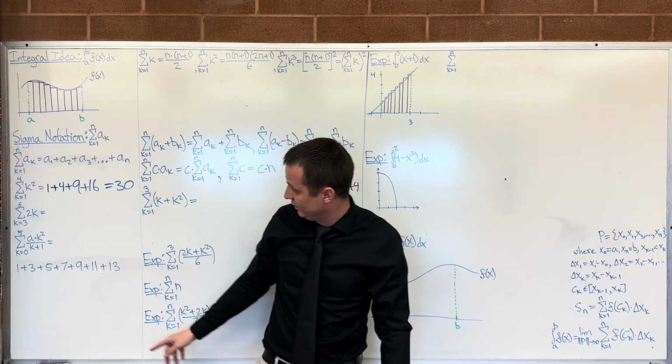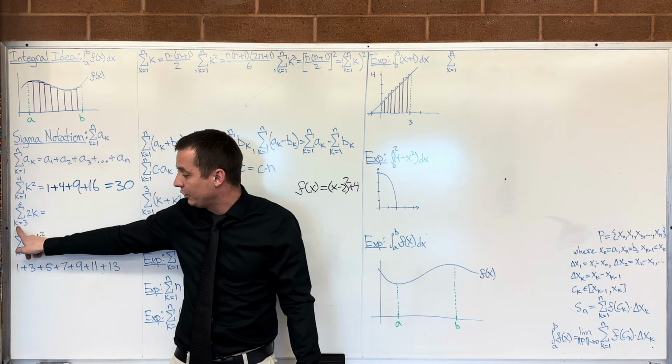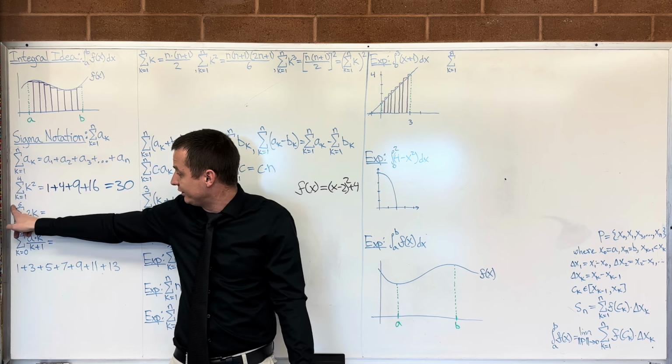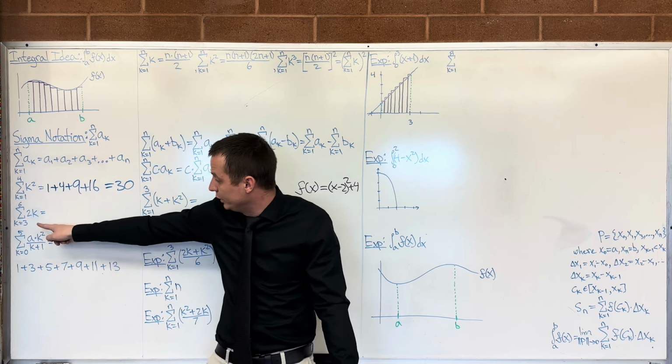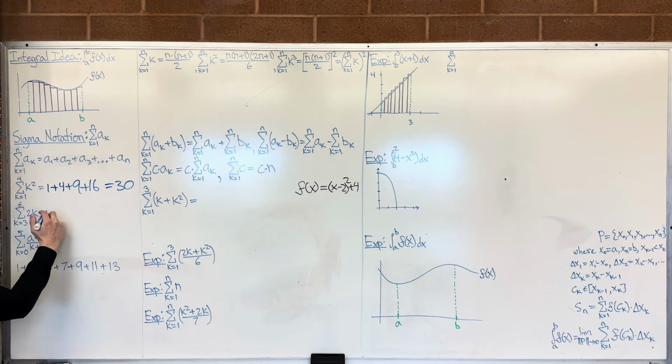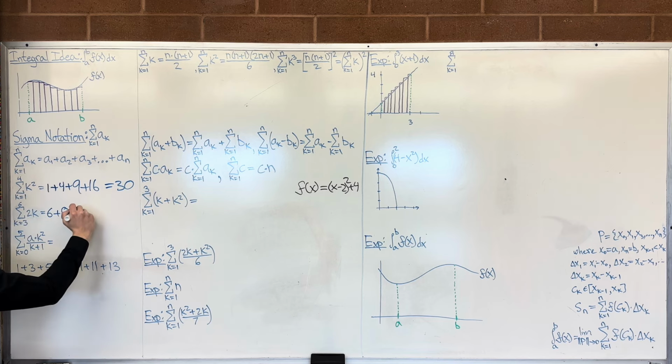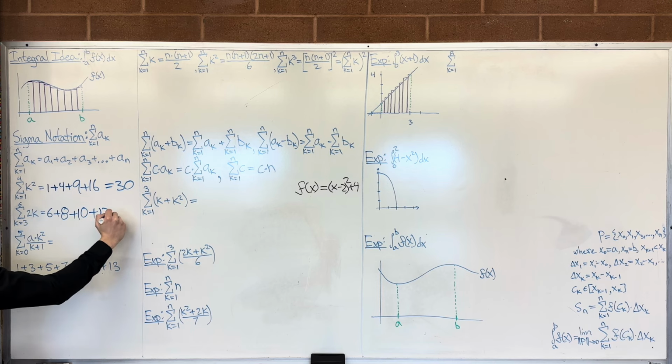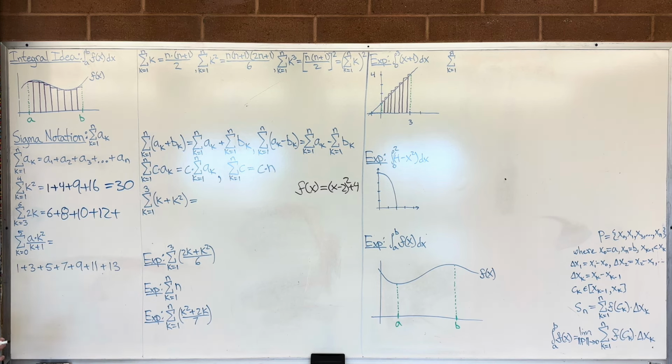All right, let's try another one. We're going to take the sum from k equals 3, this tells us where we start, to 6 of 2k. So what do we do first? Plug in 3. And so what's my first number here? 6. Plus, since it's sigma notation, we're summing it up. What do I get when I plug in 4? 8. Plus whatever you get when you plug in 5, which is 10. Plus 12. Then we're done.